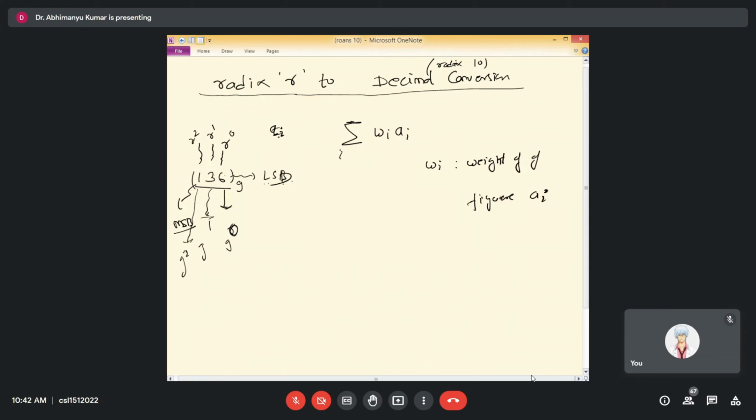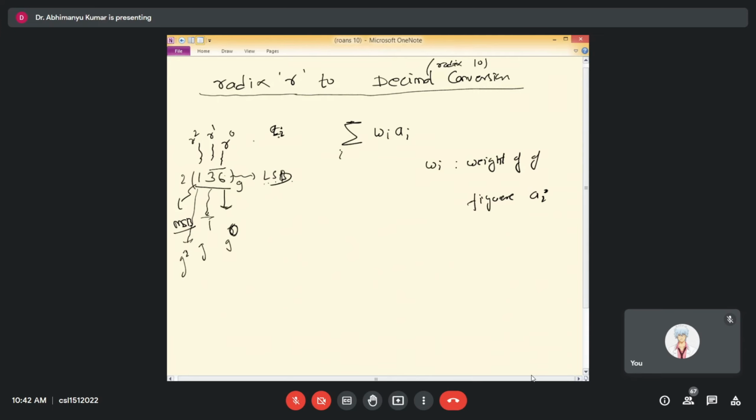Why is it least significant? Because the corresponding weight value is smaller as compared to the others. And why is it most significant? Because the corresponding weight value is larger as compared to the others, right? Whatever the value of r, this is r to the power 0, so the weight of this one is 1, the weight of this one is r, of this one r square, and if we have one more quantity here, the weight of this one is r cube.